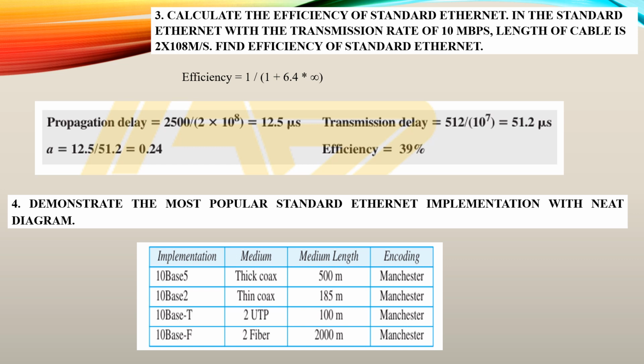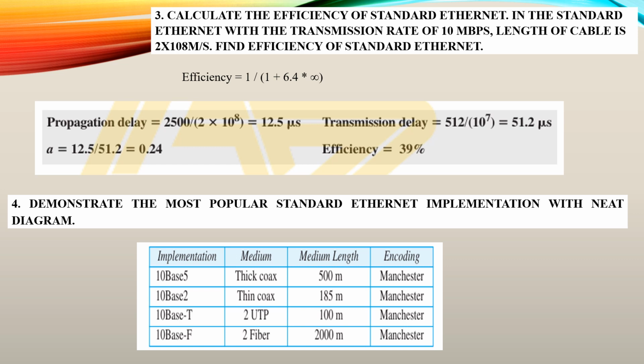Alpha is nothing but the propagation delay divided by the transmission delay. Propagation delay is 2500 divided by 2 into 10 to the power of 8, the length of the cable. And the transmission delay is the number of bits transmitted, 512, divided by 10 to the power of 7. So you will get it in microseconds, and then alpha will be calculated with these two values, which will give you the efficiency of 39%.